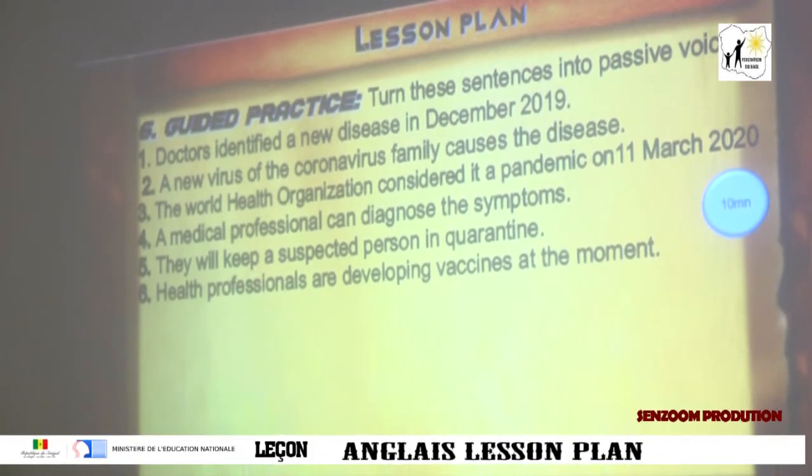A new virus of the coronavirus family causes the disease. The World Health Organization considered it a pandemic on March 11, 2020. A medical professional can diagnose the symptoms. They will keep a suspected person in quarantine. Health professionals are developing a vaccine at the moment. Okay, now you have just 5 minutes to change these sentences into passive voice.